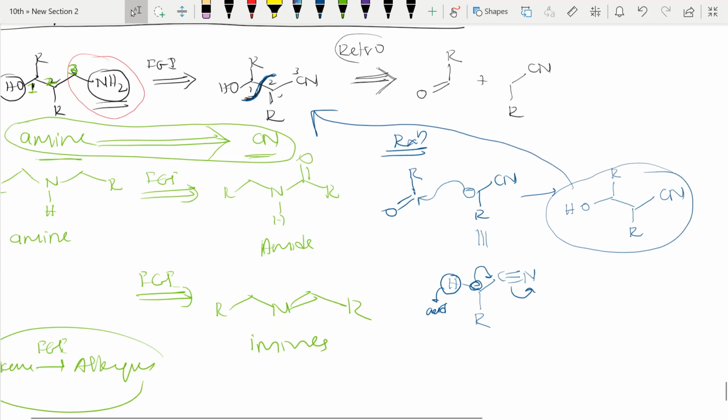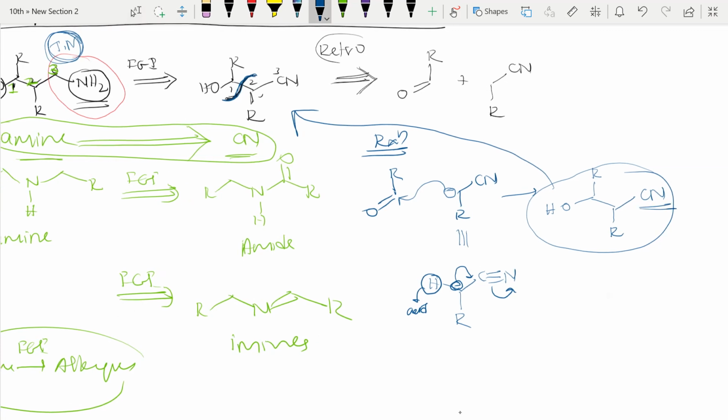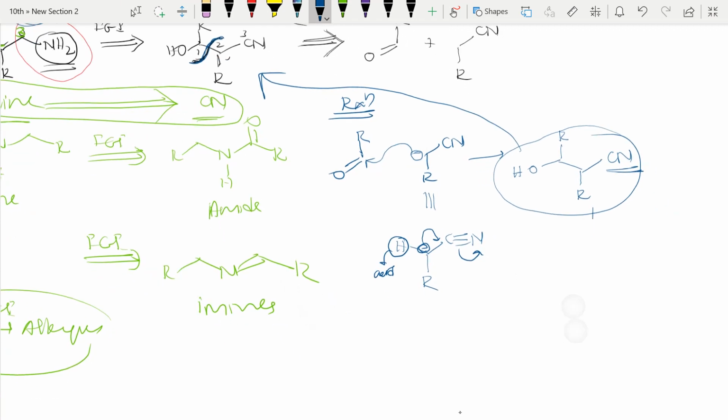The next is to get this target molecule. So this is the target molecule, and this is the starting molecule which I have started with. To get that, see here, I have CN. I need to get CH2NH2. I will just add a reducing agent. What kind of reducing agent? I will add LiAlH4, right?